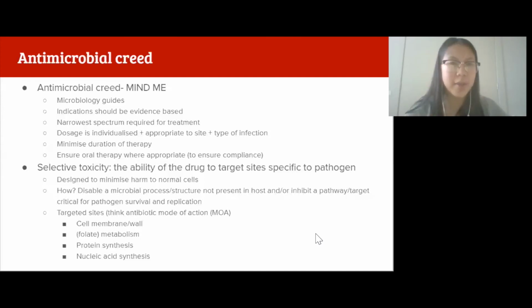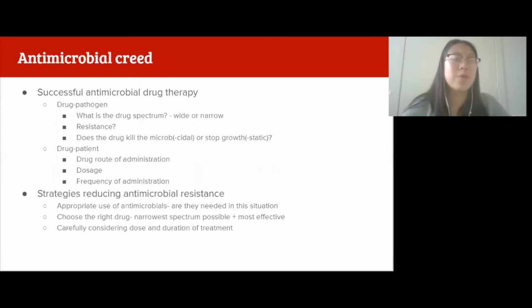In terms of common targeted sites, I think we would have mentioned them in antibiotics, but yeah, common target sites: cell membrane, cell wall, the pathogen's ability to metabolize folate, that's essential for survival, protein synthesis pathways, as well as nucleic acid synthesis.